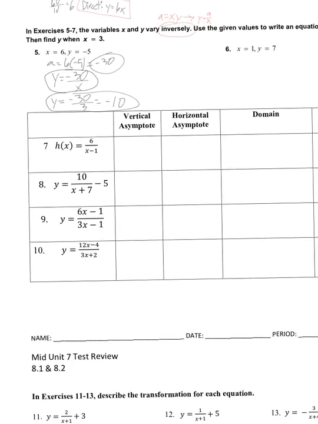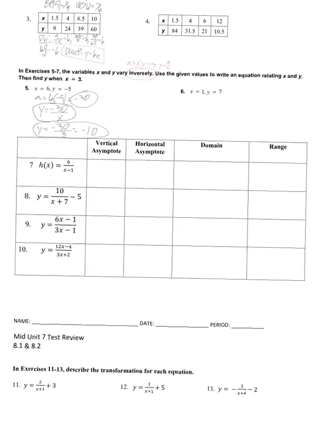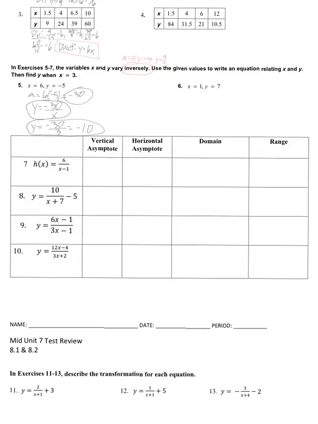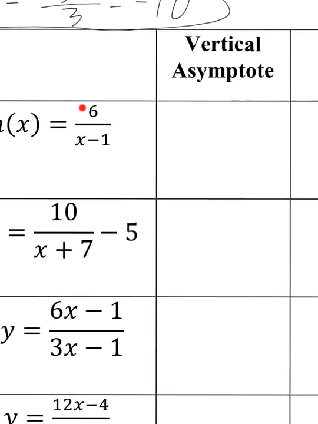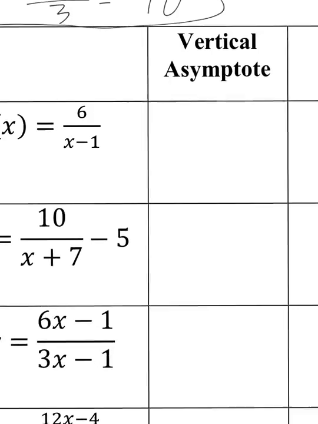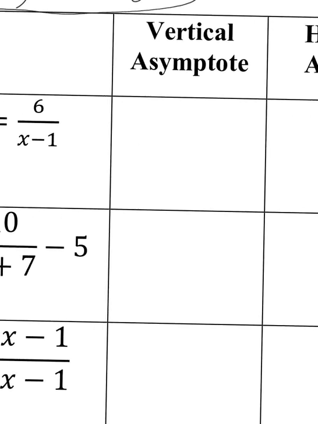For 7, 8, 9, 10, we're going to be filling out this table. You're identifying the vertical asymptote, horizontal asymptote, domain, and range. Remember, if there's only an x on the bottom and not an x on top, for your vertical asymptote, no matter what the style is, you set the denominator, or the bottom of the fraction, equal to 0. So x minus 1 equals 0. That's going to be positive 1. So x equals 1.